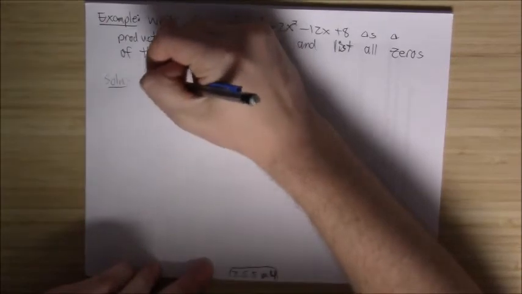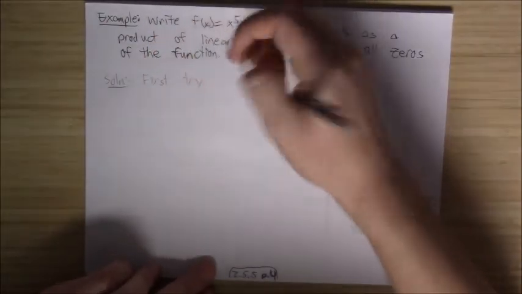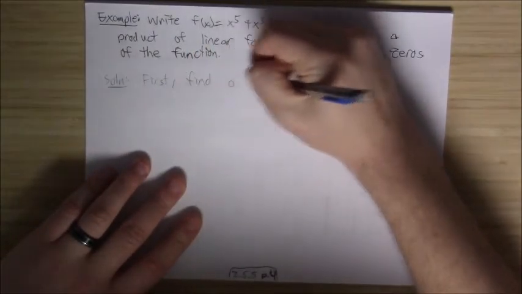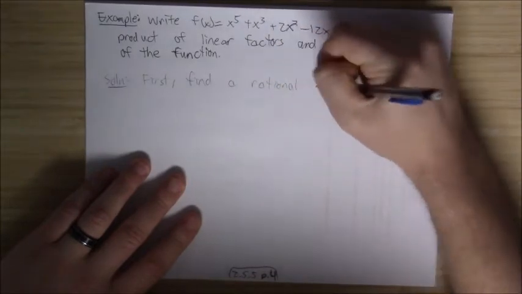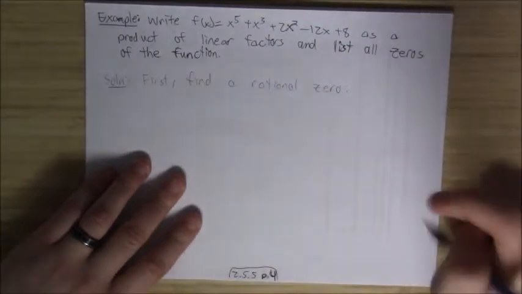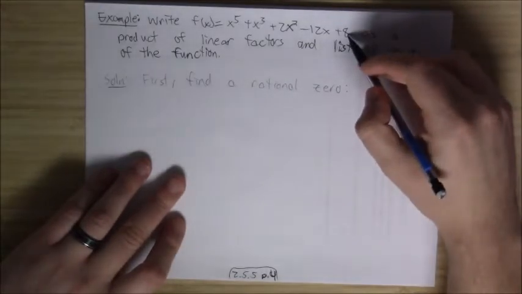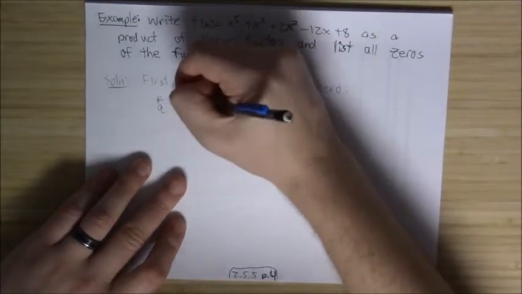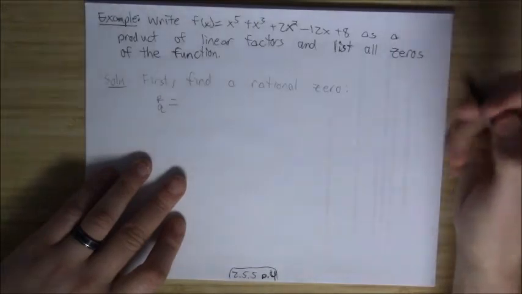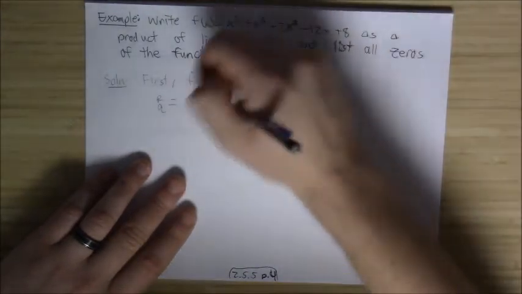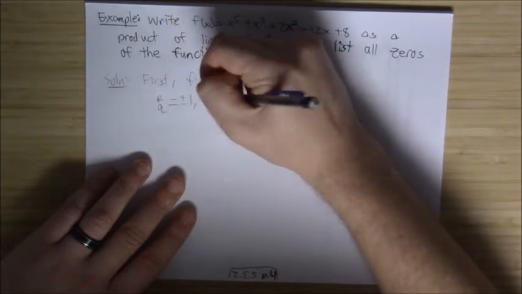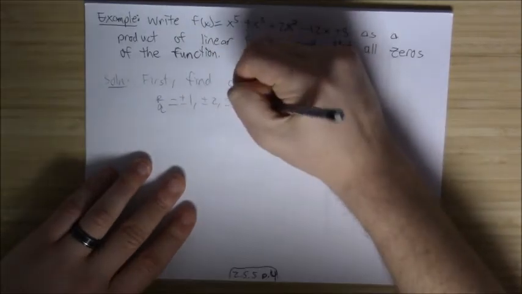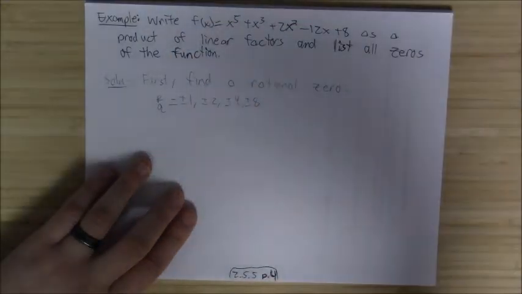So first, find a rational zero. What are the possible rational zeros? Well, here we see that q can only be plus or minus 1. P could be plus or minus 1, plus or minus 2, plus or minus 4, plus or minus 8. So we have 8 different possible rational zeros here.